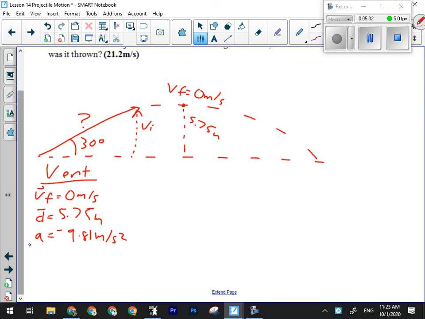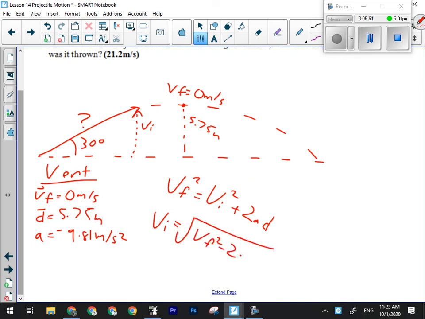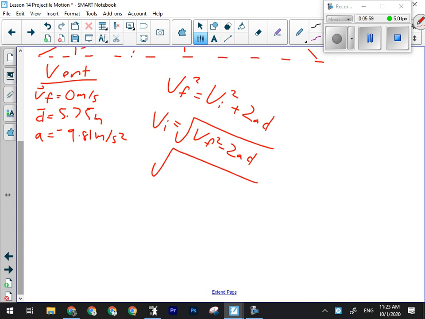I'm looking for VI. I have VF, D, and A, so this is my best bet. That'll get me VI with the information that I have. Manipulated for VI, I'm going to have the square root of VF squared minus 2AD. I'm just going to subtract 2AD over to this side and then square root everything. So we got 0 squared minus 2 times negative 9.81 times 5.75.